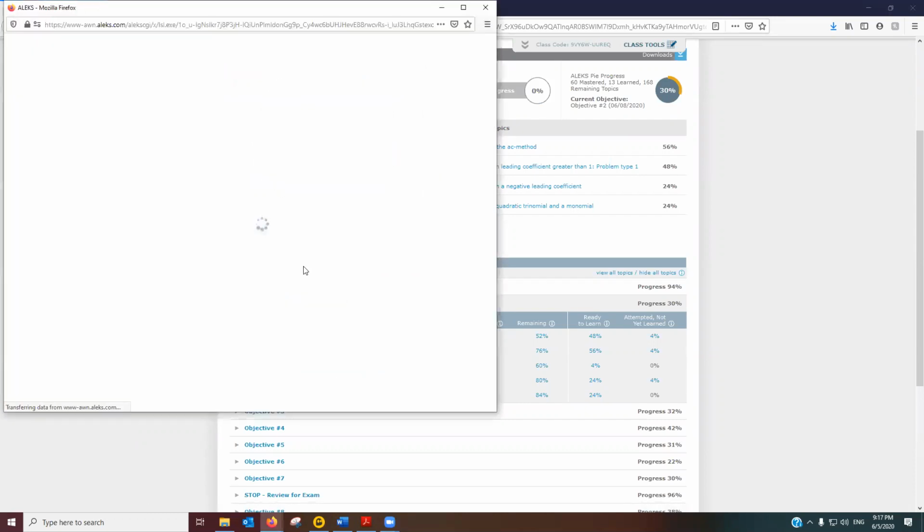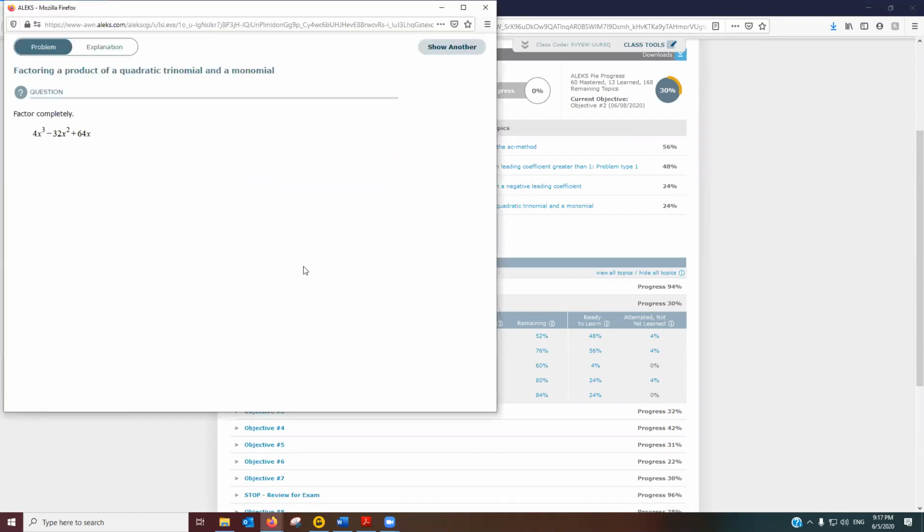It says factoring, and this one says factor completely. All right, when they say factor completely, what they're really asking me to do here is first check for a greatest common factor. You know, and this is always the first step. Anytime you do any factoring problem, the first step is always checking for a greatest common factor. So let's look at the numbers to begin with.